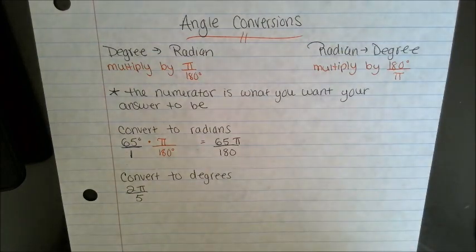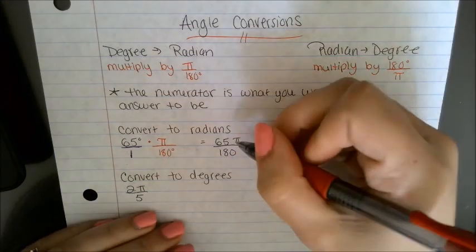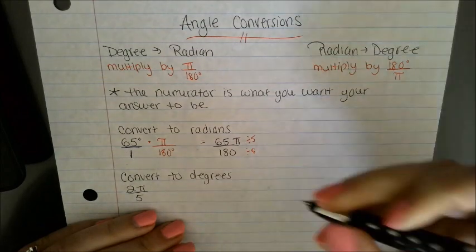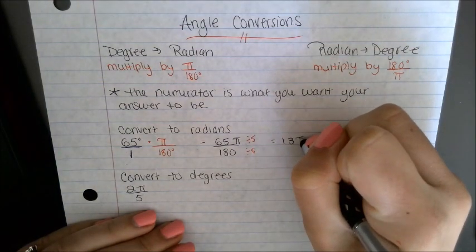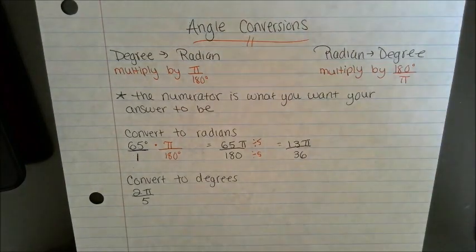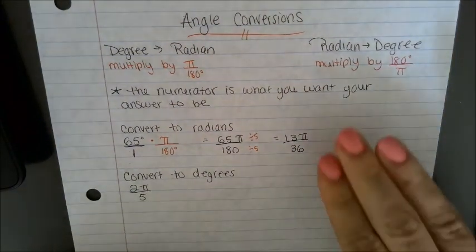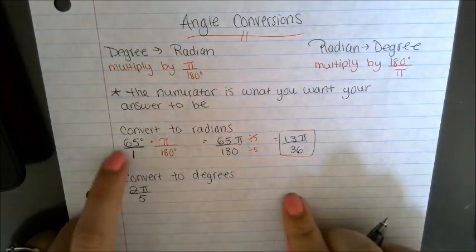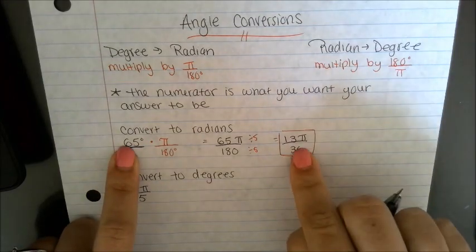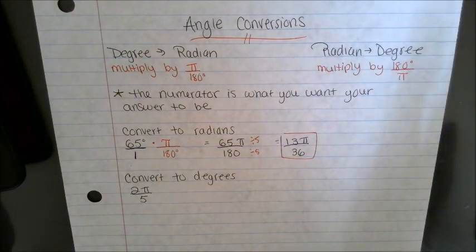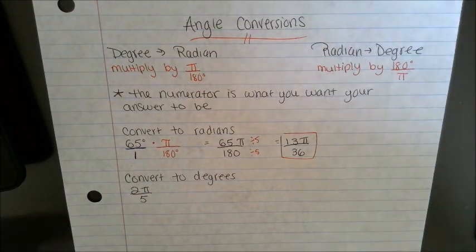Now, whenever you have a fraction, always ask yourself, can you simplify further? And I could. I could divide the top and bottom by 5 to simplify it. So that gives me 13 pi over 36. And just double check to see if maybe you left out another number you could simplify further. I check, that's it, that's my final answer. So that means 65 degrees is equivalent to 13 pi over 36. It's the same angle, just different units. So think of like inches and feet, just different units.